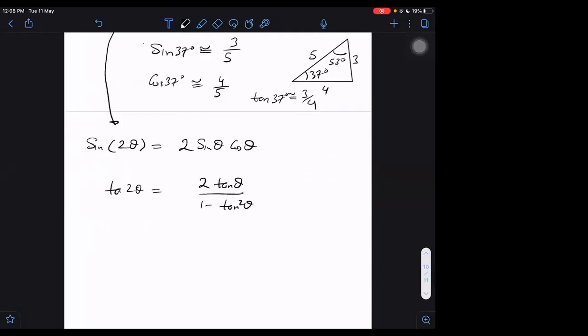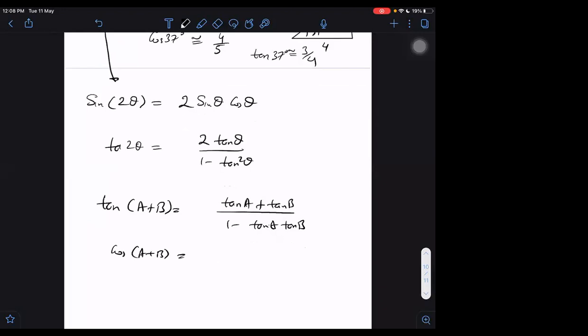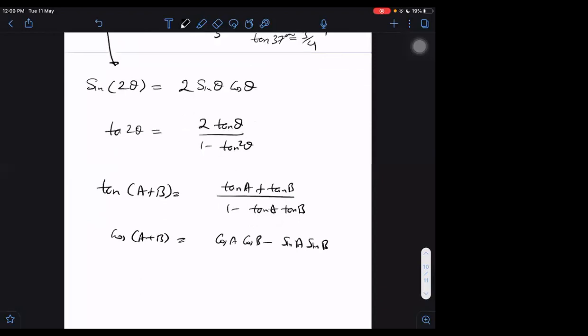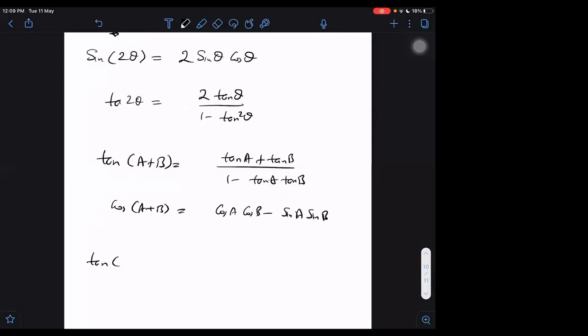What is the formula for tan of A plus B? Tan A plus tan B divided by 1 minus tan A tan B. What is the value of cos of A plus B? Cos A cos B minus sin A sin B. What is the value of tan of A plus B plus C?